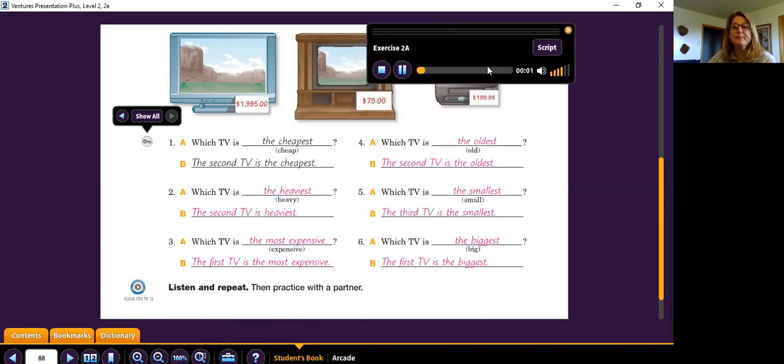Page 88, Exercise 2A. 1. Which TV is the cheapest? The second TV is the cheapest. 2. Which TV is the heaviest? The second TV is the heaviest. Oh, they didn't put the in there. 3. Which TV is the most expensive? The first TV is the most expensive.